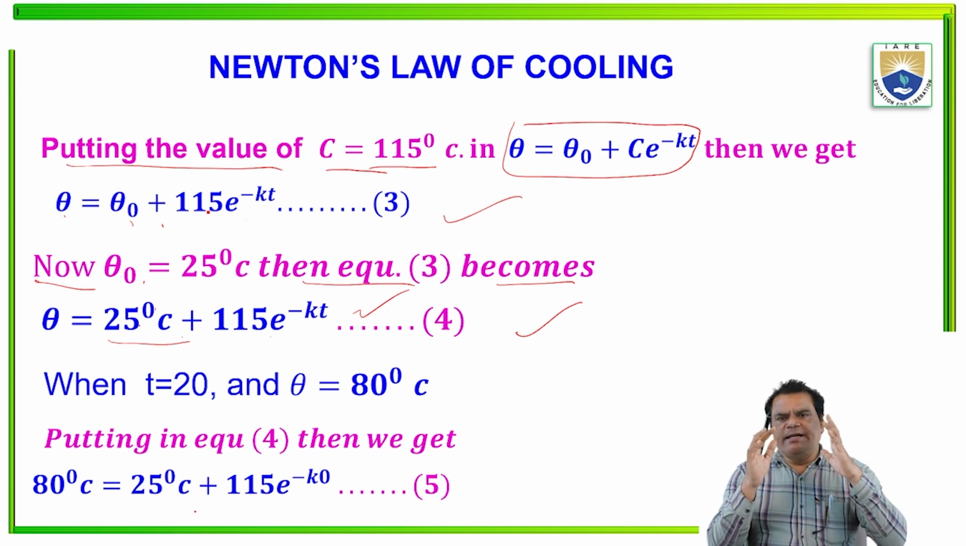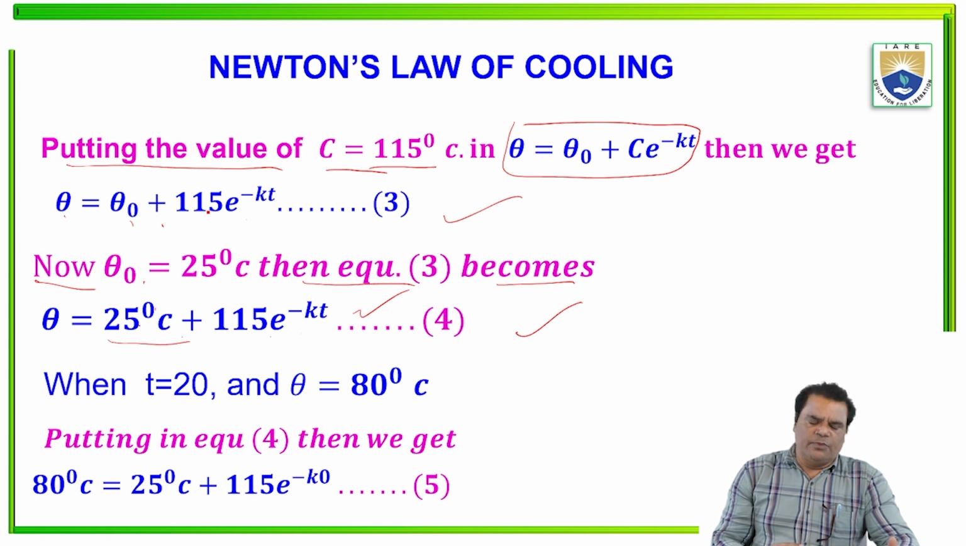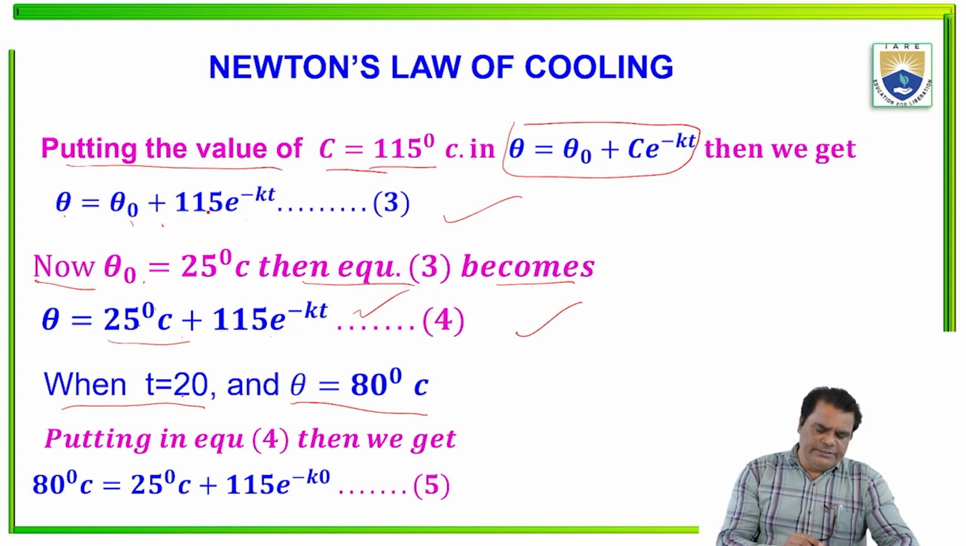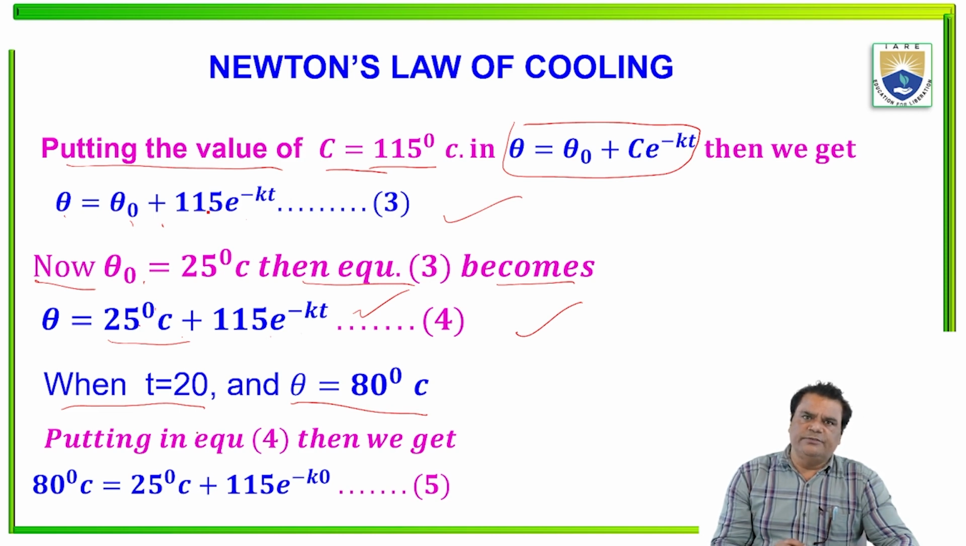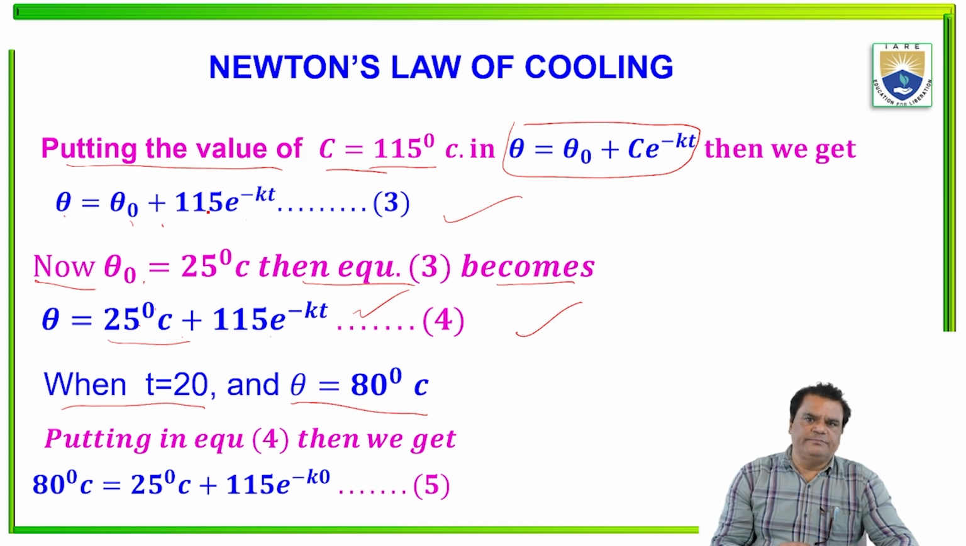Now, the temperature of our body cools down from 140 to 80 within 20 minutes. When t is 20 minutes, then theta cools down to 80 degrees centigrade. So t is 20 minutes, then theta is 80 degrees. Now again putting these two values in equation 4. In the first result, t is 0, then theta is 140 degrees.